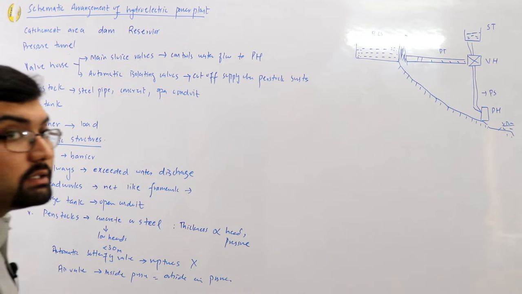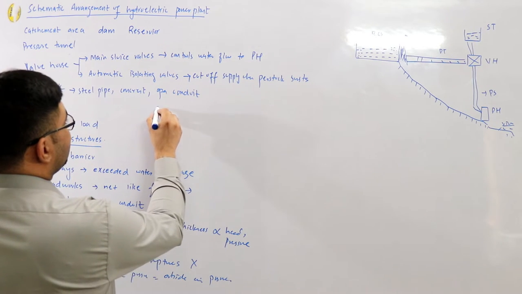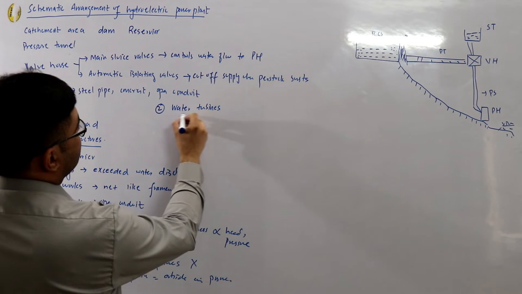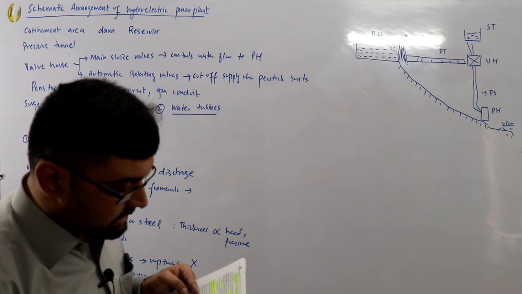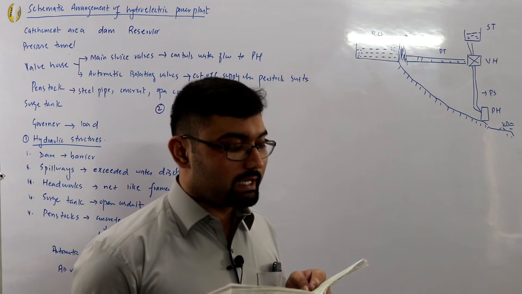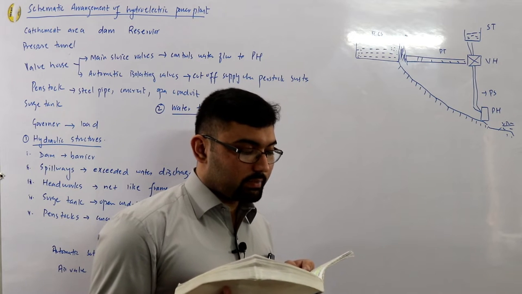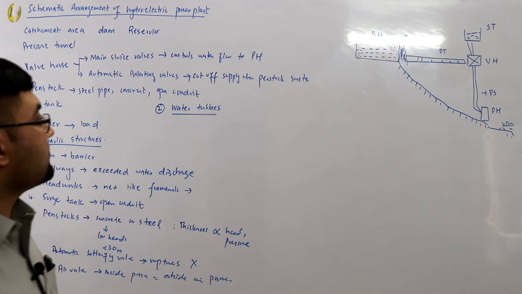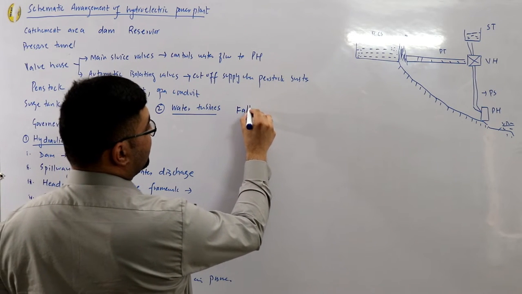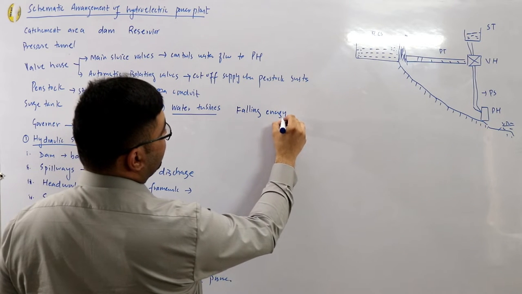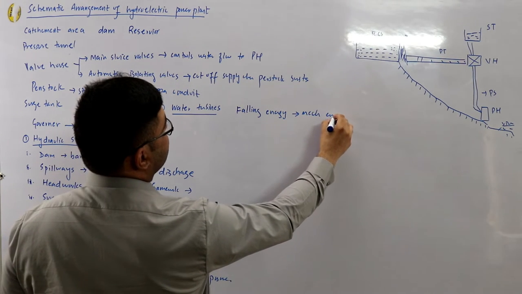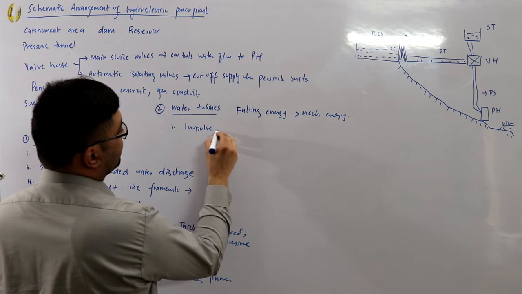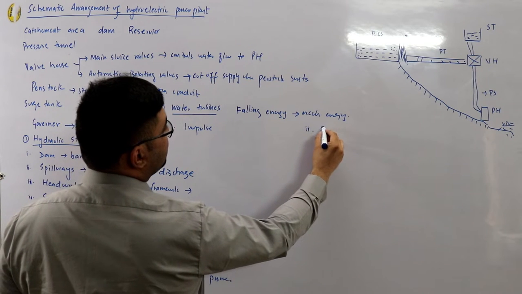So this is the first, the hydraulic structure. The second is water turbines. Let me read it out. Water turbines convert the energy of falling water into mechanical energy. The principle types of water turbines are impulse turbines and reaction turbines. They basically convert the falling energy to mechanical energy. Number one is the impulse turbine, and the second one is the reaction turbine.